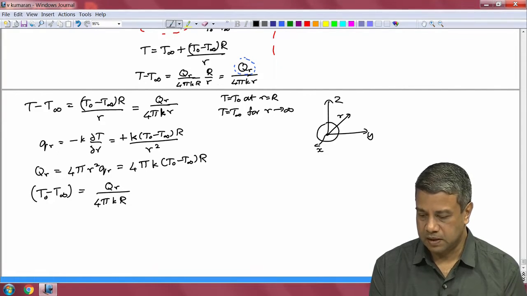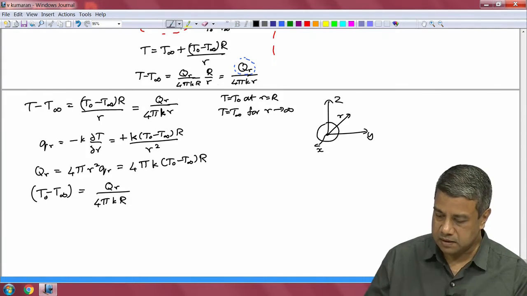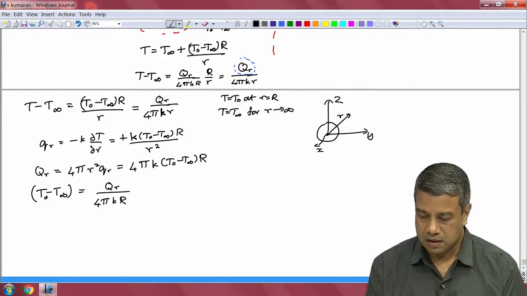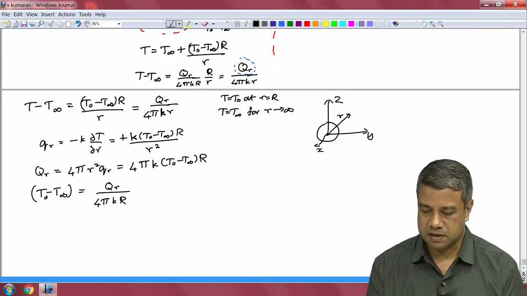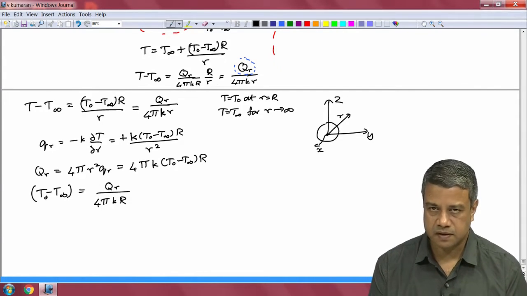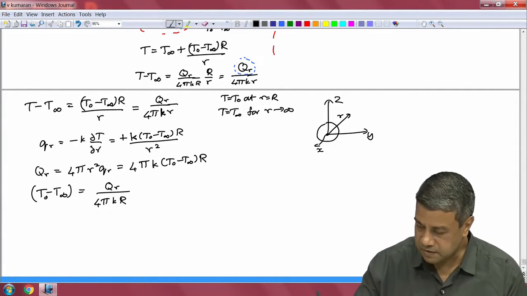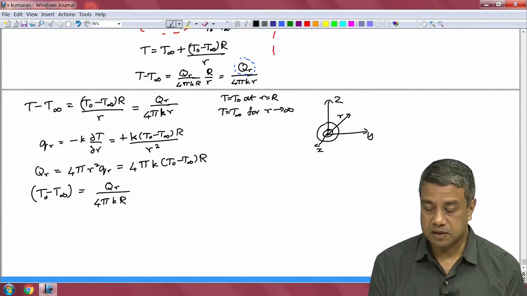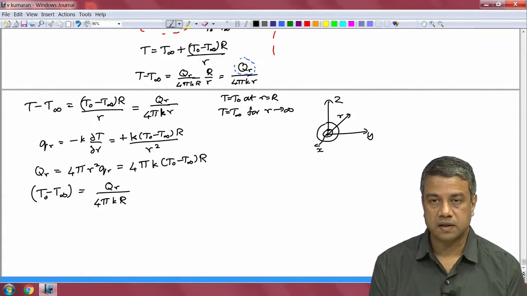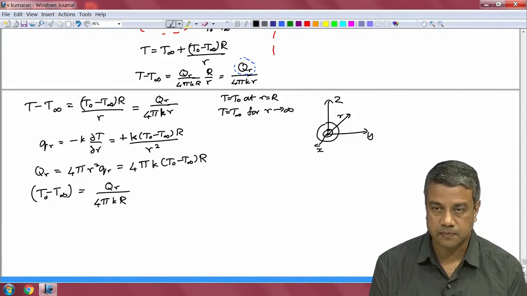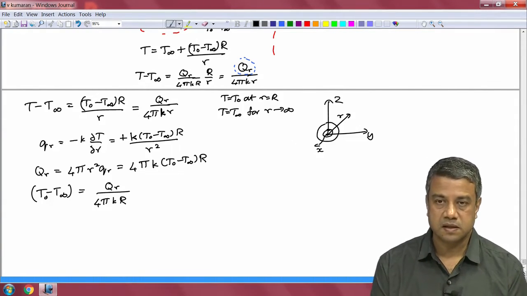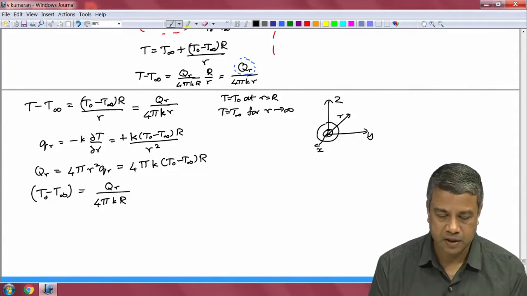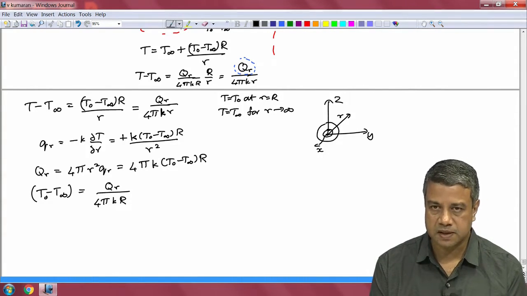So, therefore, T minus T infinity at the location r, as per this expression, is independent of the radius of the sphere. So, if I had spheres of different radii, so long as the total heat transfer rate, or the heat generated by the sphere per unit time, is the same, the temperature at a location r is going to be the same, or the temperature field is going to be the same.